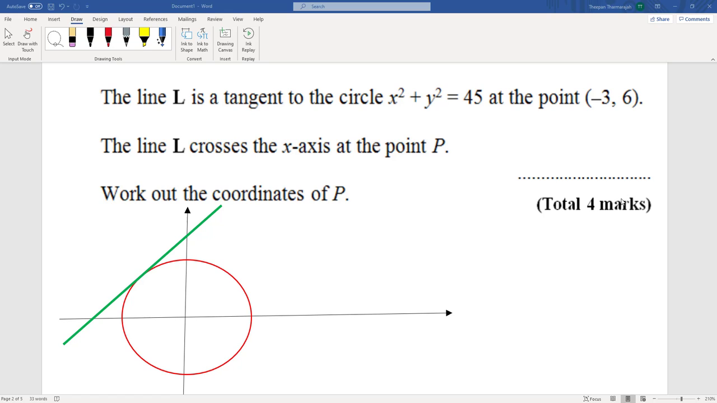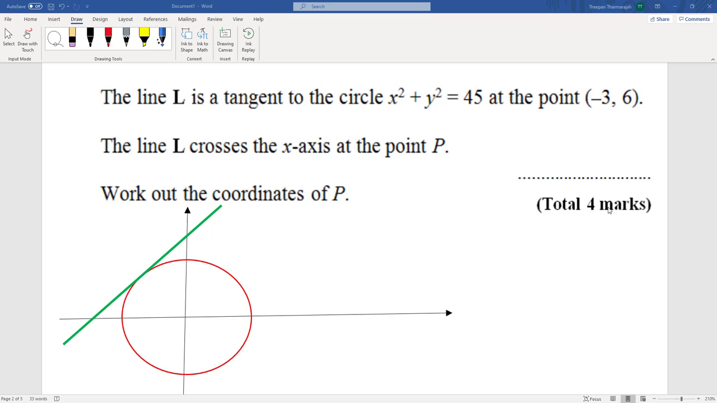In this video, we're going to look at the equation of a tangent. In the question here, it says the line L is a tangent to the circle x squared plus y squared equals 45 at the point minus 3 and 6. The line L crosses the x-axis at the point P.